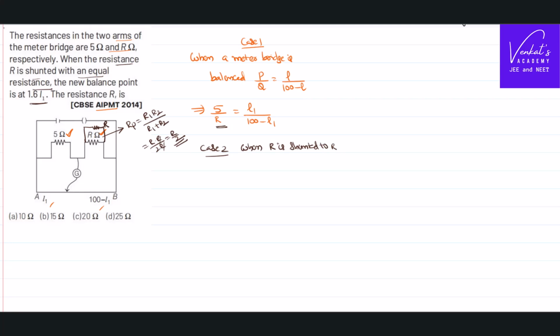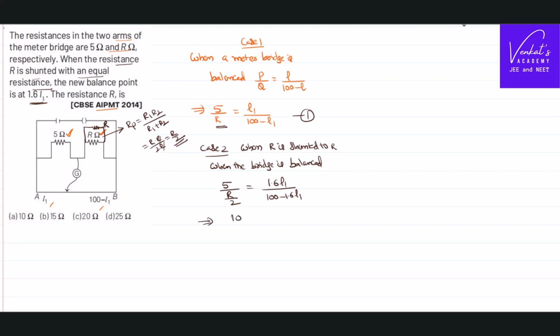Again, when the bridge is balanced, I can write the formula: 5 by, in the place of R, as another resistance is shunted, I have to write R by 2. In the place of L, I have to write 1.6 times L1 by 100 minus 1.6 times L1. We call this equation number 1.